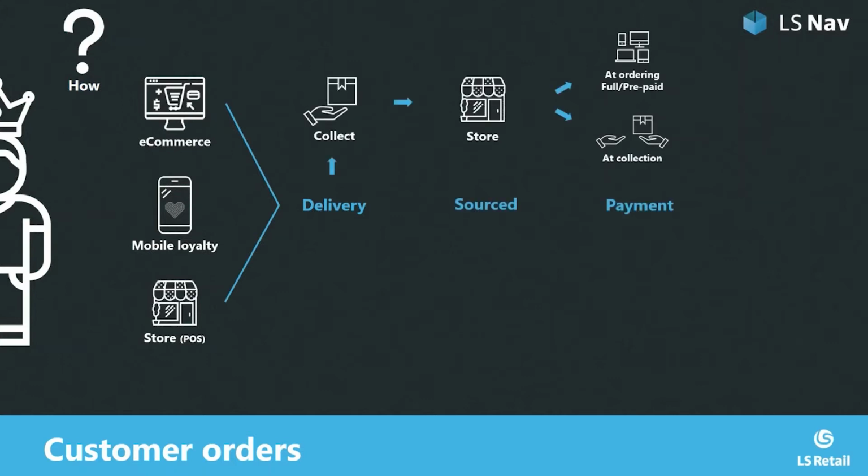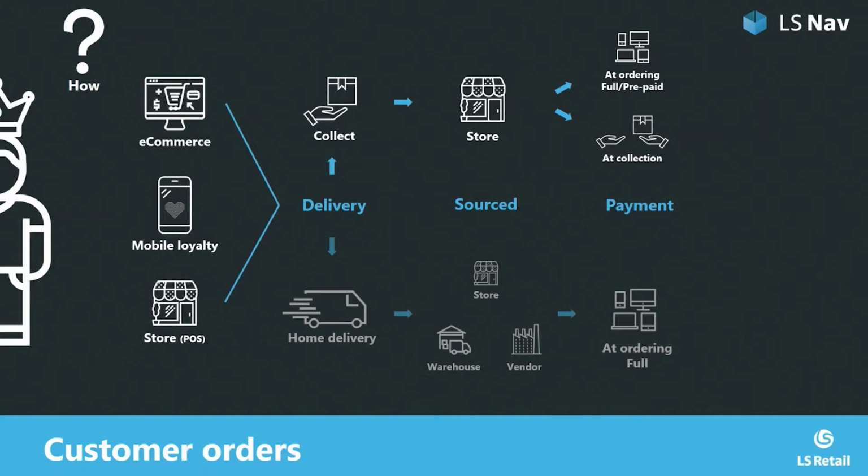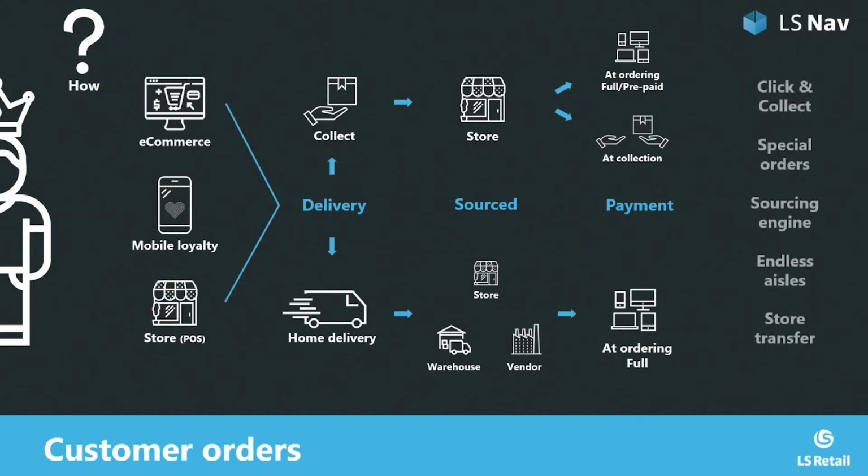How would you like to have the order delivered? He might want to go to a store and collect it and pay at the time he orders it or at the time he collects it at the store. He might also want to have it delivered to their location, and that would most likely be delivered then from a warehouse, vendor, or store, and in this case it would be prepaid.